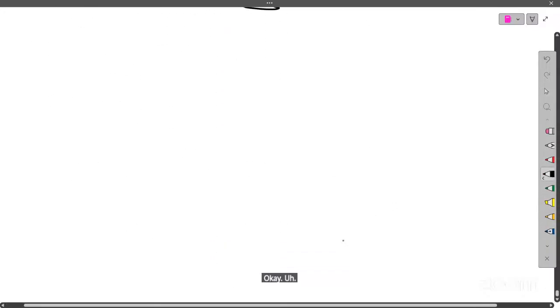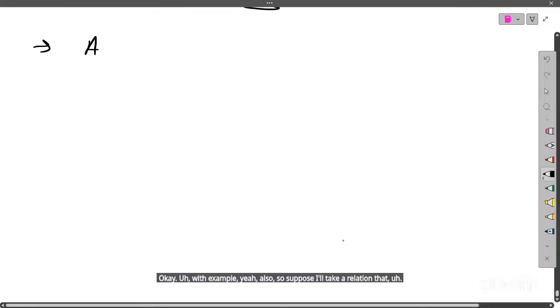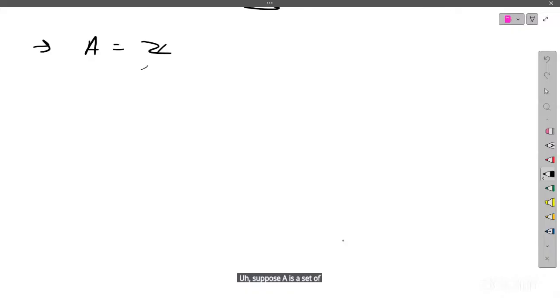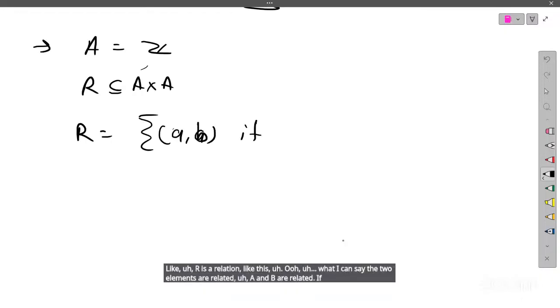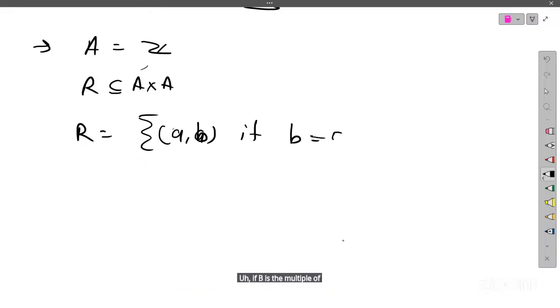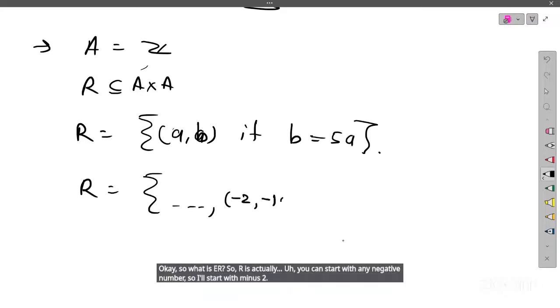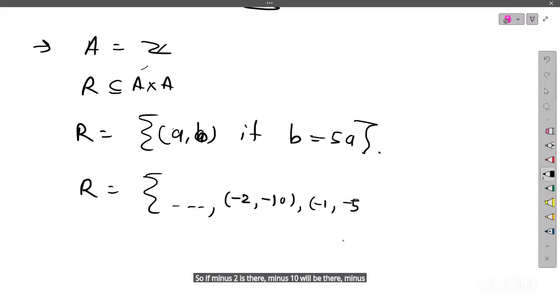With an example, yeah. So suppose A is a set of integers. I'll take a relation R on A cross A. Two elements A and B are related if B is a multiple of A, so if B equals 5A. Okay, so what is your R? You can start with any negative number. So I'll start with -2. If -2 is there, -10 will be there, -1 is there, -5 will be there, and something like this, right?